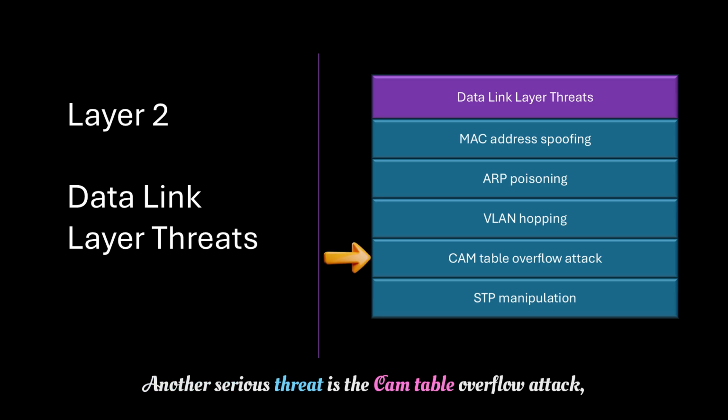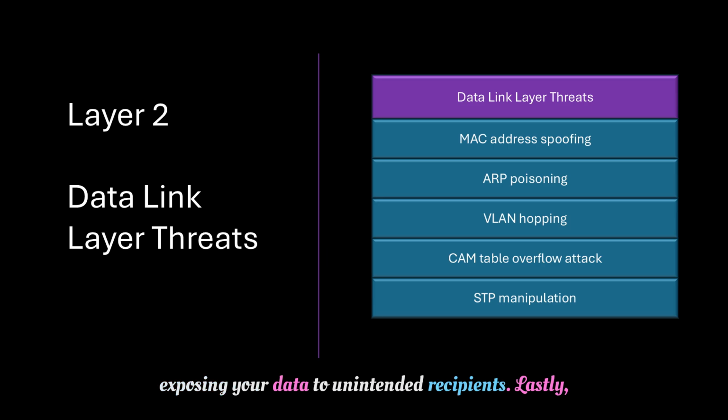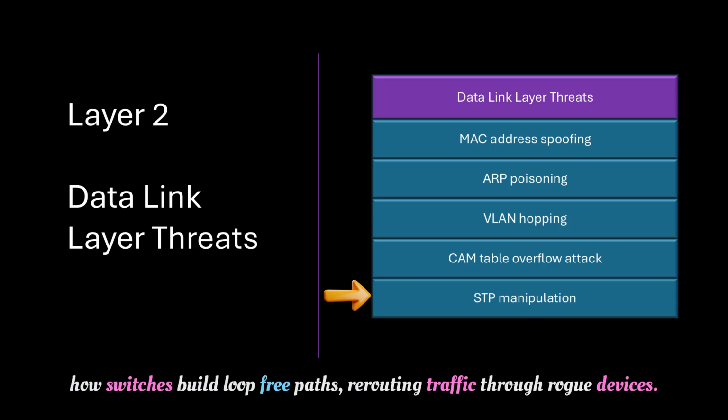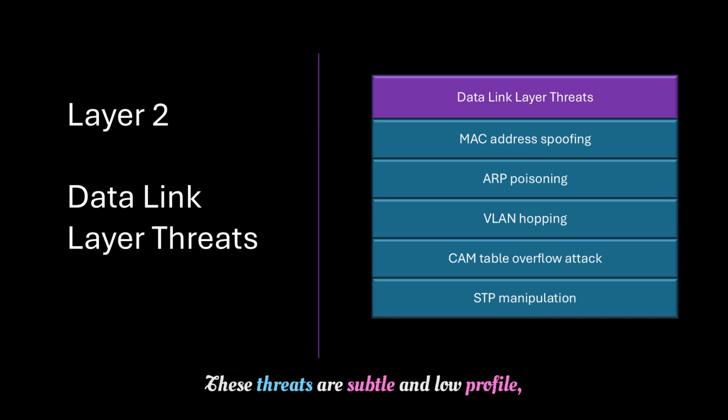Another serious threat is the CAM table overflow attack, where the attacker floods the switch with so many fake MAC addresses that it runs out of memory and starts broadcasting traffic to all ports like a hub, exposing your data to unintended recipients. Lastly, spanning tree protocol manipulation can be used to alter how switches build loop-free paths, rerouting traffic through rogue devices. These threats are subtle and low profile, but they can open the door to full-scale compromise if you're not paying close attention.